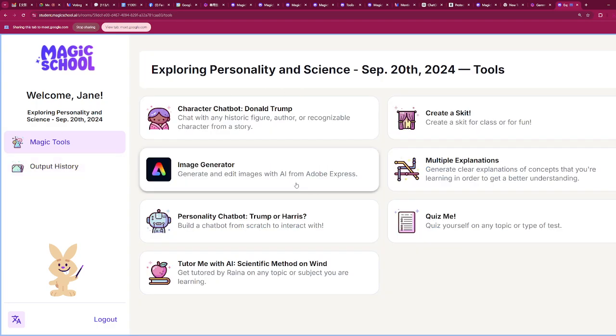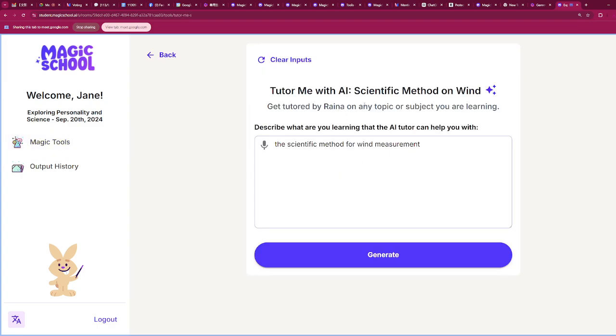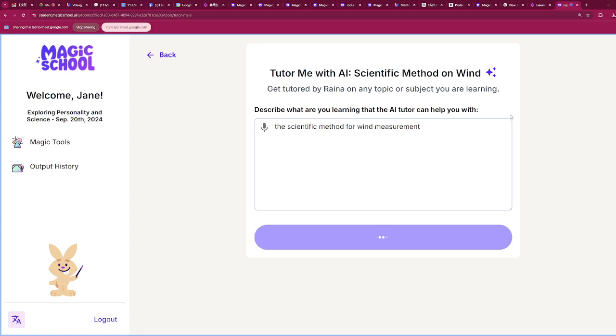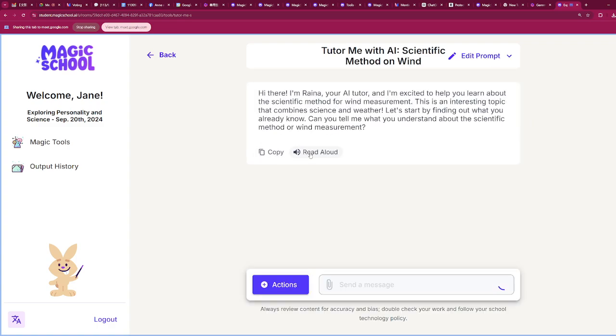All right, my final tool is Tutor Me with AI, scientific method on wind. What I like about this is, this prompt could be very simple. The scientific method, describe what you're learning that the AI tutor can help you with. I want students to learn the scientific method for wind measurement. Remember, for third grade learners, they are learning how to measure wind. So generate.